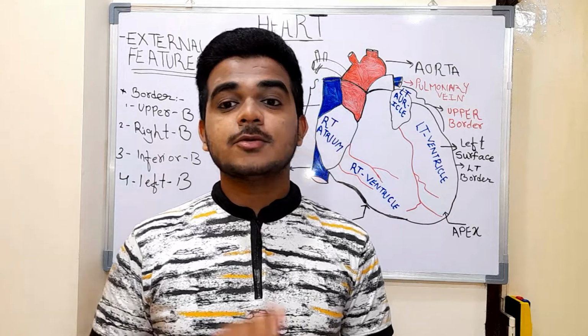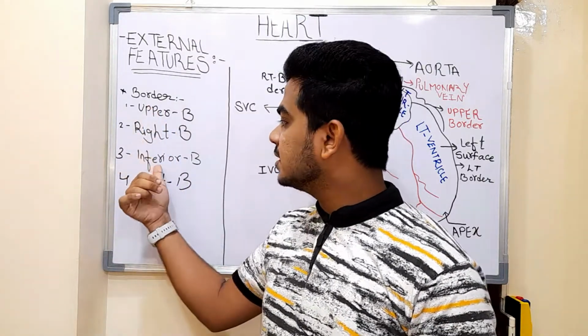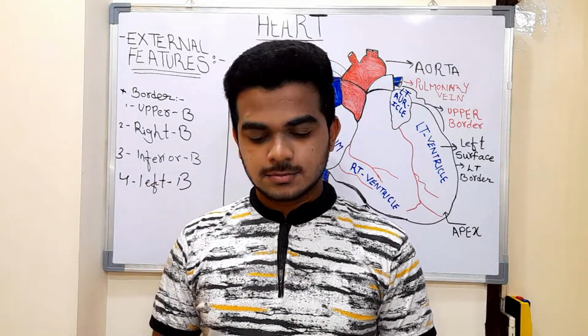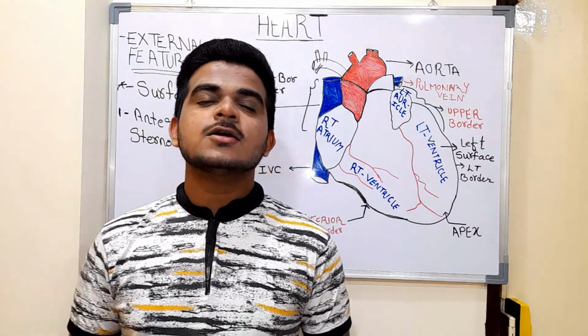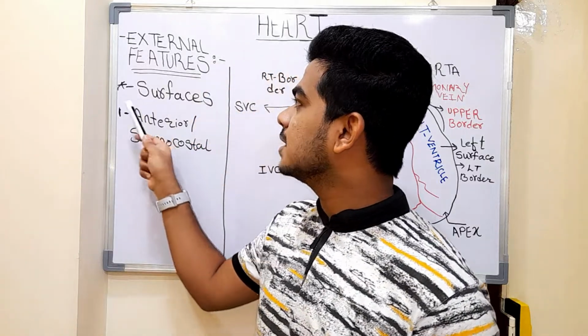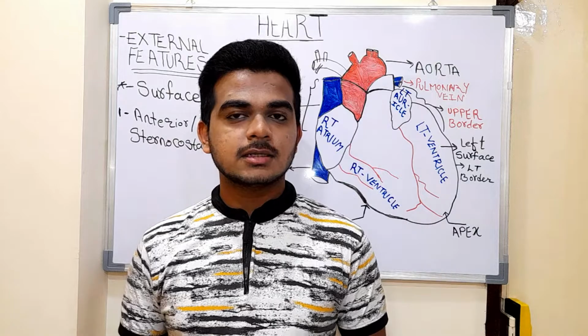So we have already seen the 4 types of border: upper border, right border, inferior border and left border. So there are 4 types of border. Okay, so we are done with the borders of the heart. Now move to the second point, that is the surfaces. Okay, we are dealing with the surfaces of the heart. I already told you there are 3 surfaces of the heart.